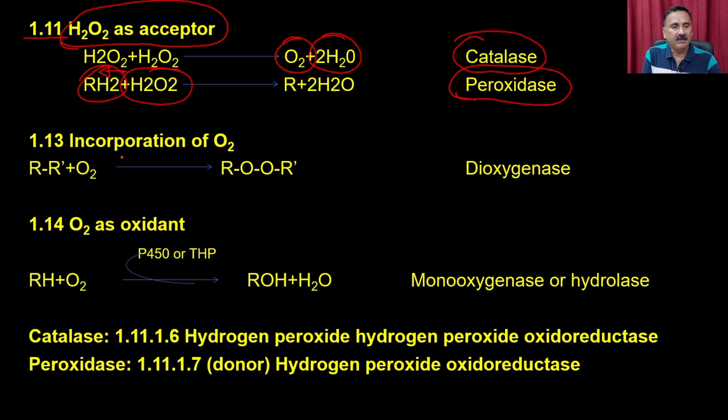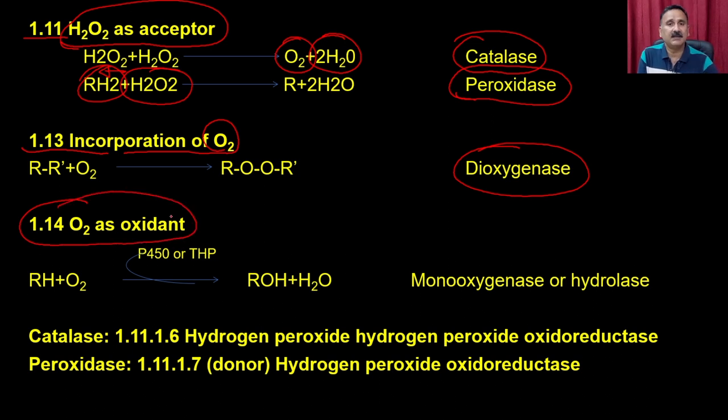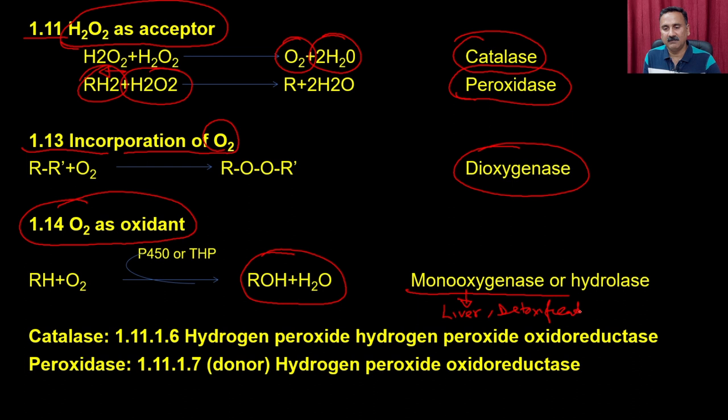which is being catalyzed by the peroxidases. Then we have the 1.13, and that is the incorporation of the oxygen, right? So that is called the deoxygenases. And then we have the 1.14, which is where the oxygen can be used as an oxidant, and in that case these are going to oxidize the molecule, and it is going to be a part of the monooxygenase system. These monooxygenase systems are present within the liver for catalyzing the detoxification reactions.